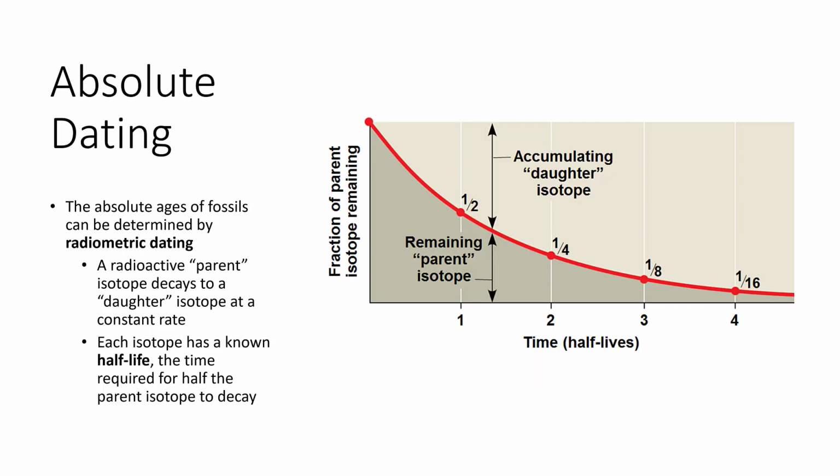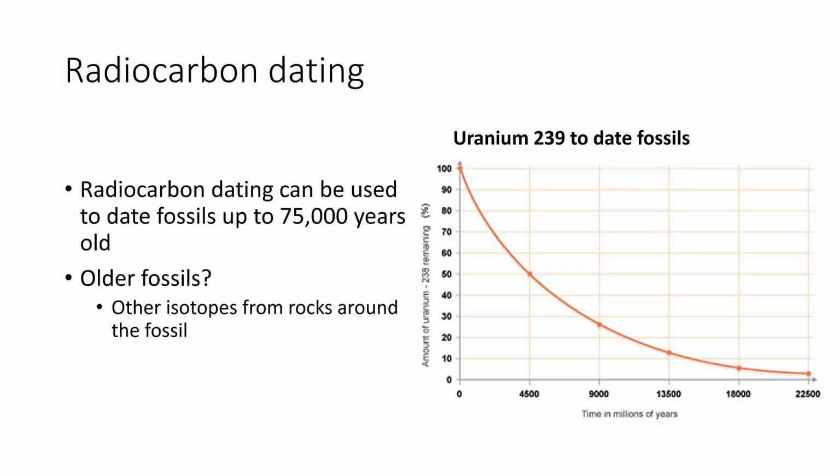The second type of dating is absolute dating, also known as radiometric dating. The absolute ages of fossils can be determined by calculating half-lives and determining how much of a parent isotope is left compared to the daughter isotope that is formed as the isotope decays. Each isotope has a known half-life, which is the time required for that isotope to decay by 50%. A common example of absolute dating uses carbon-14.